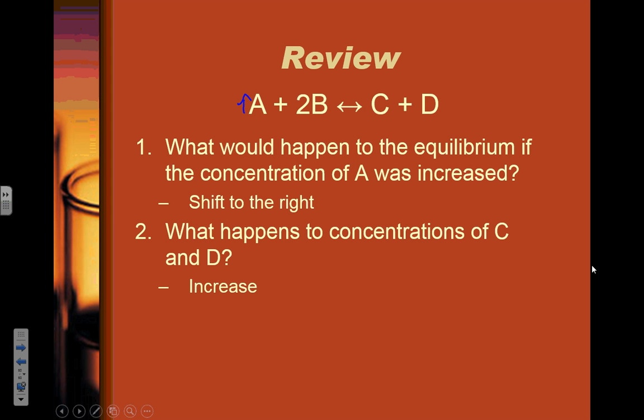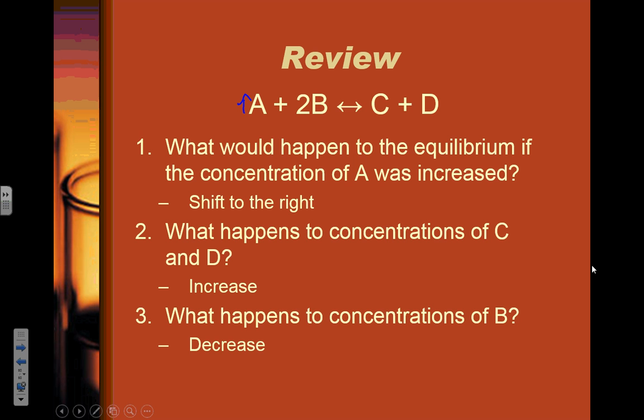But what's going to happen to B? Well, think about it. If we make C and D, it has to come at the expense of A and B. And while I added some A, so when I used it up, I'm still going to be more than I was before, but I didn't add any B. So in order to make C and D, I had to use up B. That means B is going to go down.